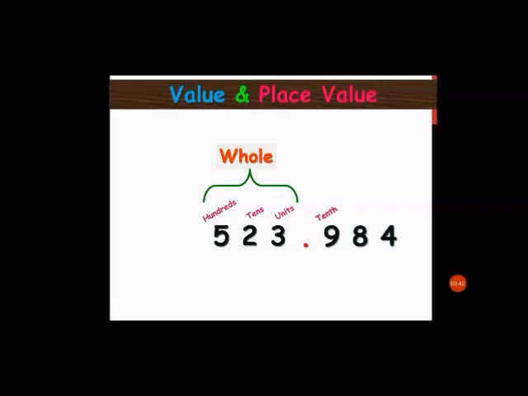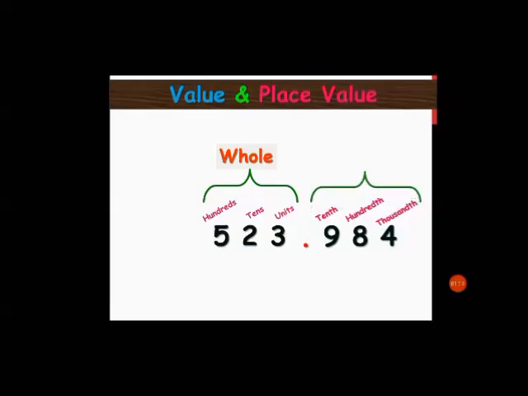So this means I have new places with new names. We studied the first name, which is tenth. When we studied that, I have 3 parts out of 10 parts. So if the one whole is divided into 10 parts, this place is called tenth. When it's divided into 100 parts, this place is called hundredth. When it's divided into 1,000 parts, we call it thousandth with the th.